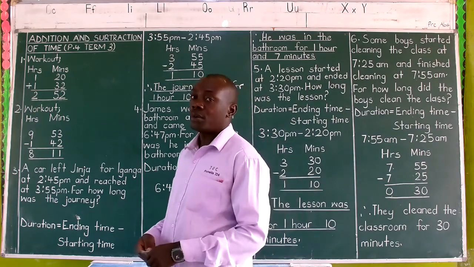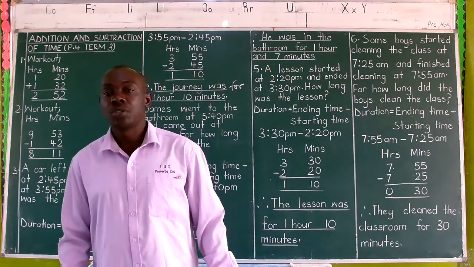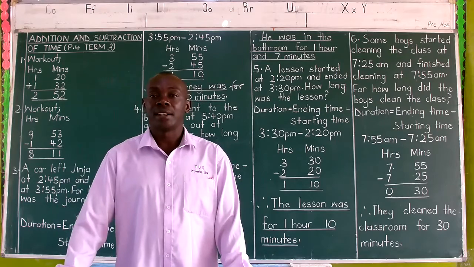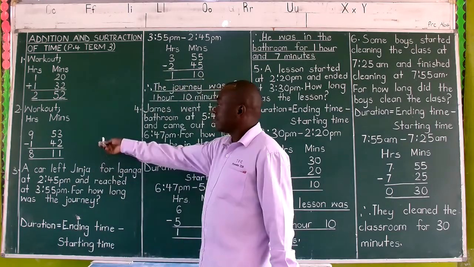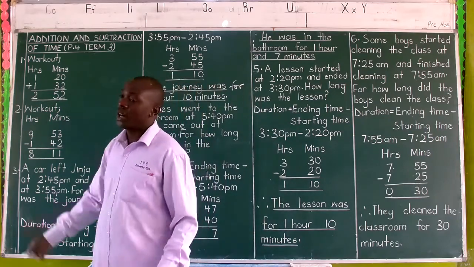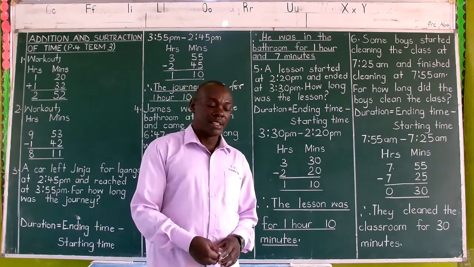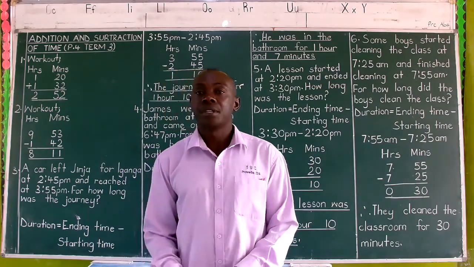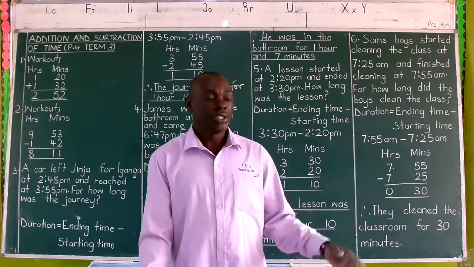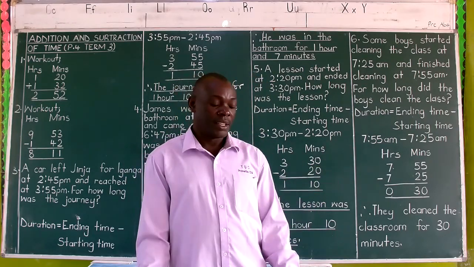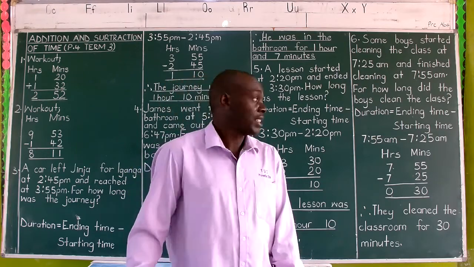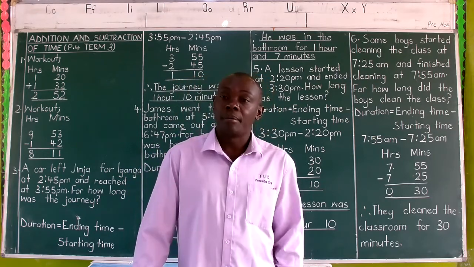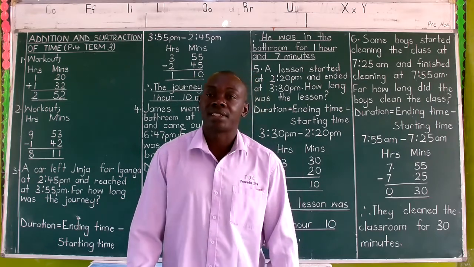In that way, we have learned how to add and subtract time majorly. We have looked at the subtraction. The addition was only here, number 1. The rest were all done via subtraction. So indeed, we can then get the length of time taken in movement or for particular activities, like it was for those some boys talked about in the last example.